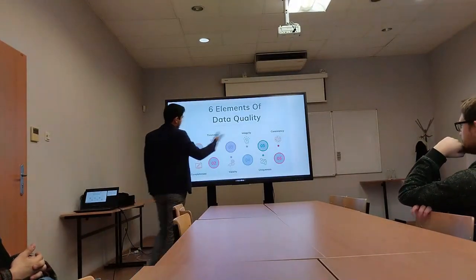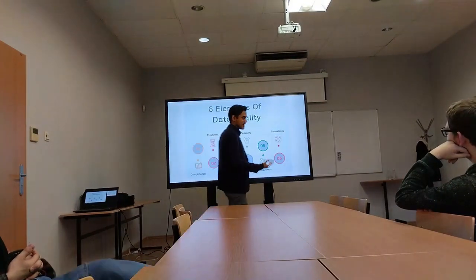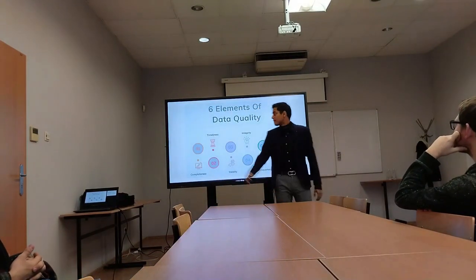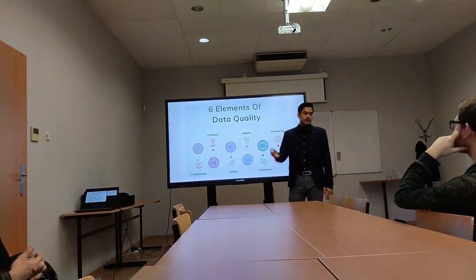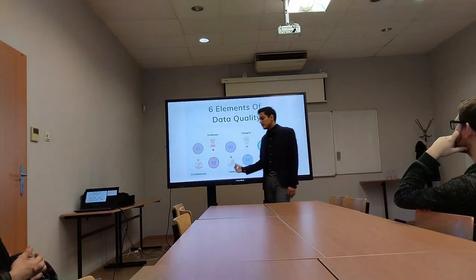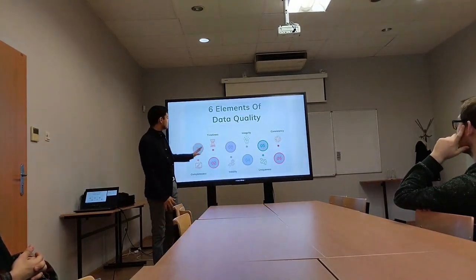Then we have six elements of data quality. I just copy pasted the image, but I have studied the topic. Six elements of data quality means accuracy, completeness, consistency, integrity, validity, uniqueness. They are all different factors. I will just brief some of them.